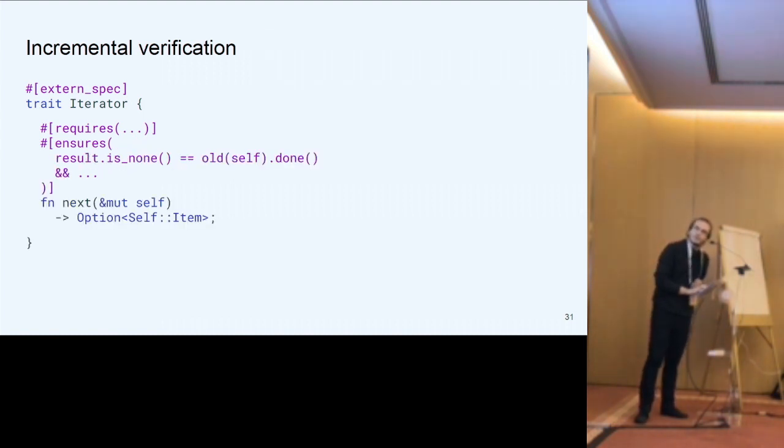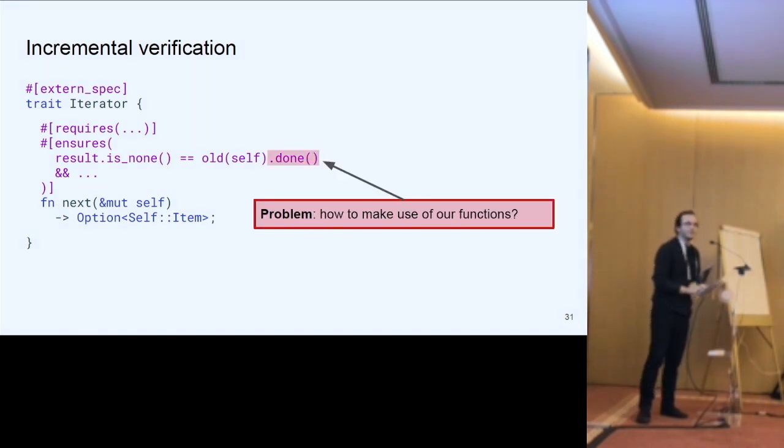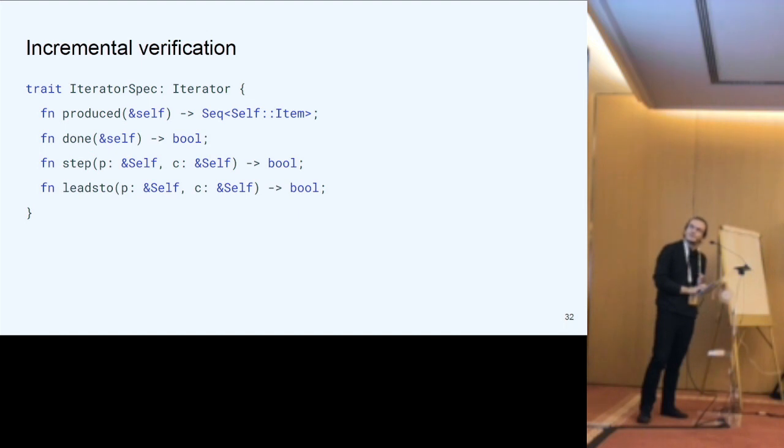Yeah, but if we actually start to try to use this methodology, well, the problem is obvious. Like, I start writing one of these postconditions that say the iterator will not return none unless it has finished its iteration, but I cannot call done because this is not a method of iterator. So how do we actually load our functions into here? So the solution we go for is we define all these methods in a different trait, make it a subtrait of iterator, so anything that implements this iterator spec must also implement iterator.